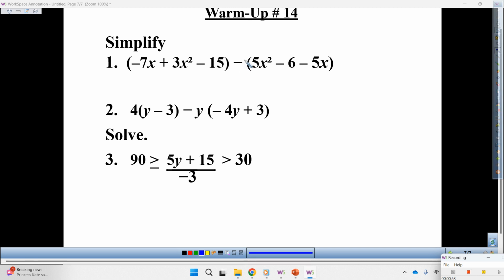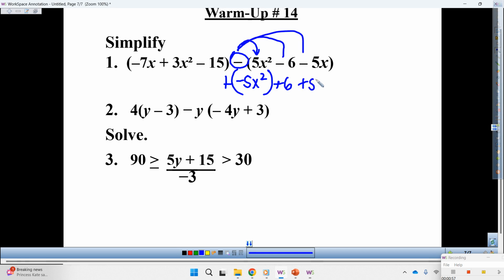So hopefully the first thing you check to see is what? Addition. Since it's a subtraction, we distribute. This is negative 5x squared. Then we got positive 6. Then we got positive 5x. Hands if you got that? Yes. Combine like terms. So we got negative 7 and positive 5.